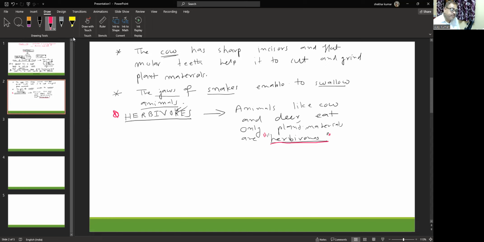Similarly, you can think of food habits of animals. These are under the category of food habits of animals. Number one is herbivorous. You can similarly think of carnivores.